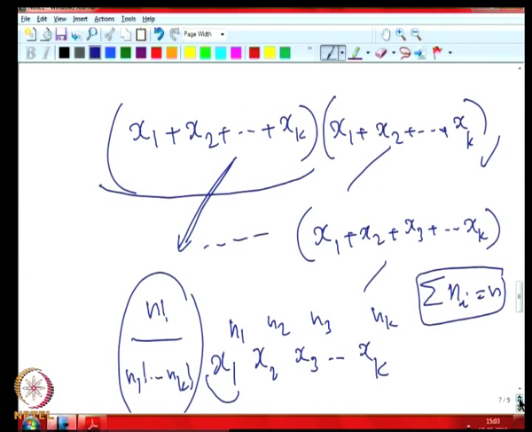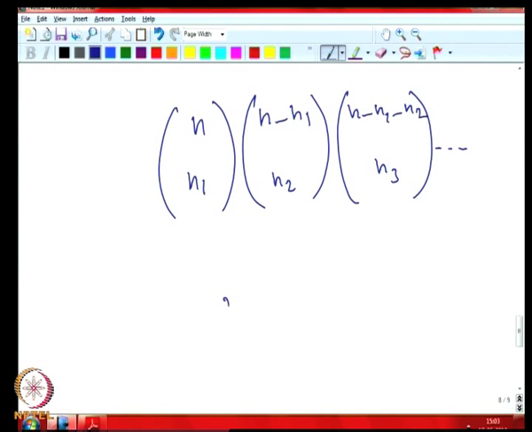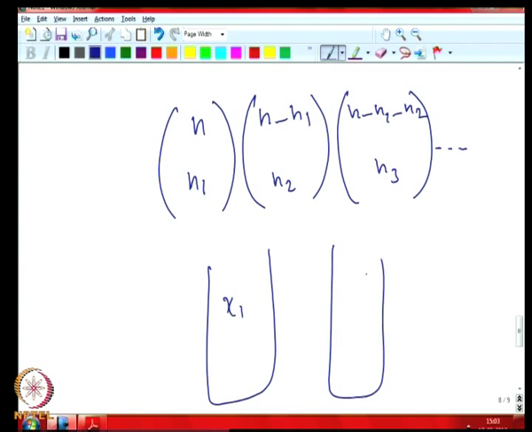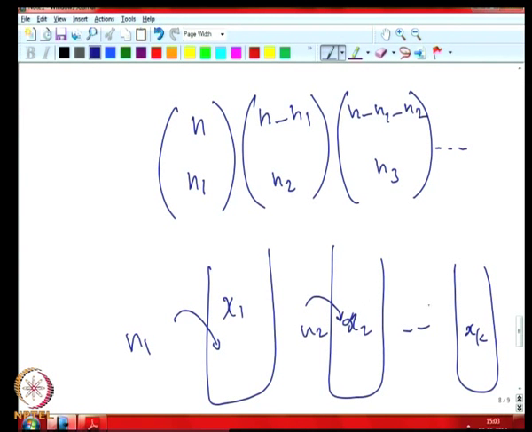Or if you wanted to argue, these are different objects. For instance, the first object is a1, the second is a2, and this is object number 3, and we are placing these objects into bins labeled x1, x2, xk, the k different labeled bins. We know that n1 of those things should go into the first, n2 into the second, nk into the last. This way also we can interpret it.